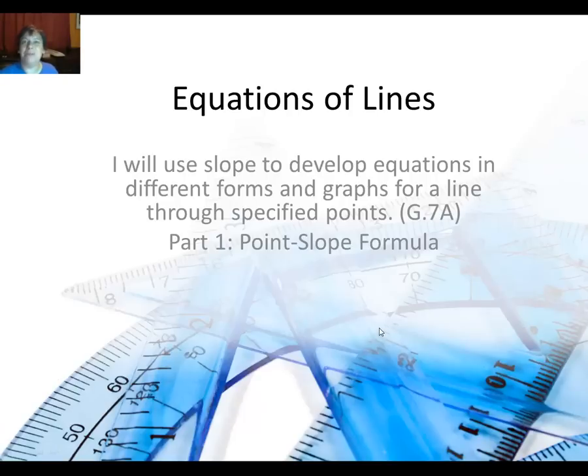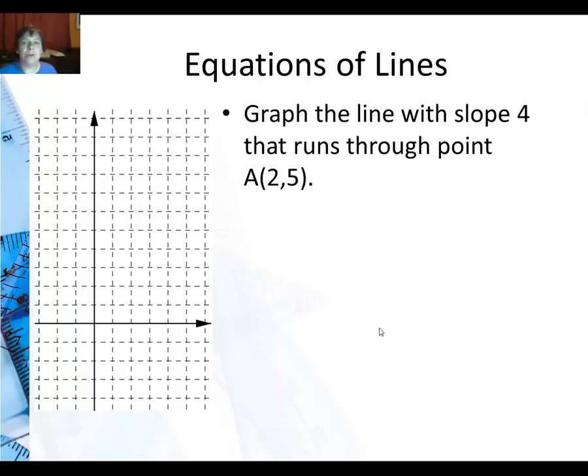We're going to be talking about slope and equations of lines, and slope is a big part of equations of lines, and you may recall it comes from the rise over the run. So we're going to start by graphing the line with slope 4 that runs through point A (2, 5). So there's the point. I went over 2 and up 5.